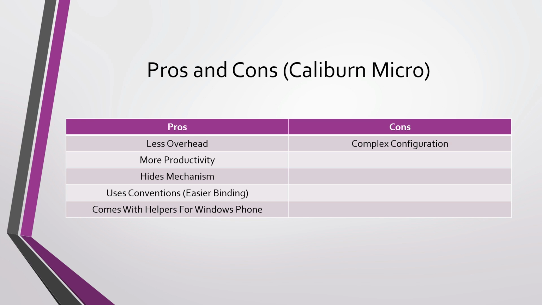Also, one of the pros is that Caliburn.Micro uses conventions, naming conventions. We will get to know naming conventions better in the demo that we are going to do in a couple of seconds. What are naming conventions? It uses names as a binding method, which makes binding a lot easier than typing code.